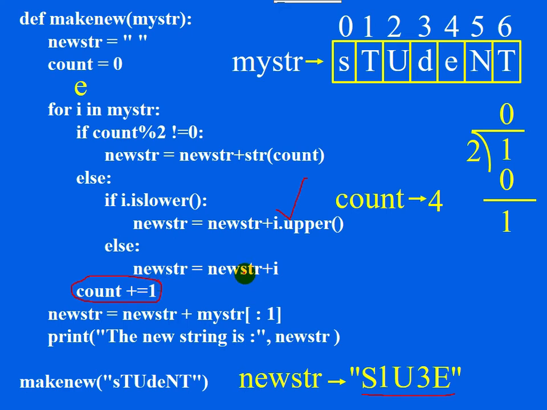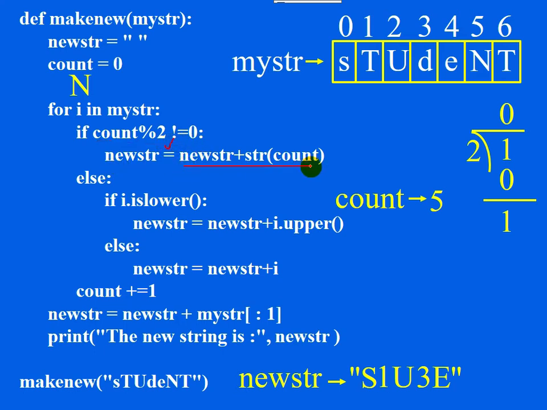Okay. Now after executing this, where does the control go? The control comes here. Count plus equal to 1, count is equal to count plus 1, so here it becomes 5. Again, i takes the next character in this string. What's the next character? Capital N. Okay. Now what is count? 5. 5 modulo 2. When you divide 5 with 2, remainder 1. 1 not equal to 0, yes, condition true. So this will be executed.